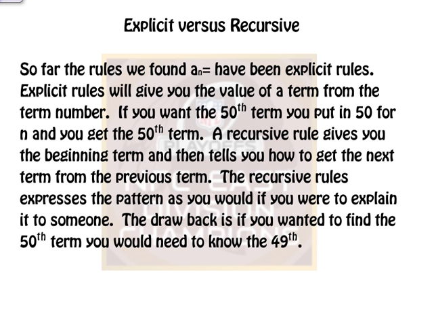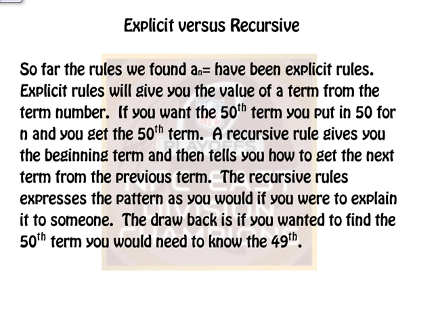So here is some text. Don't worry about writing this down. So far, the rules we found, a sub n, have been explicit rules. They give you the value of a term from the term number. If you want the 50th term, then you put in 50 for n, and you get the 50th term.